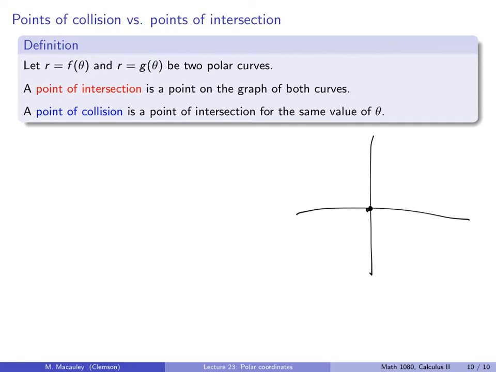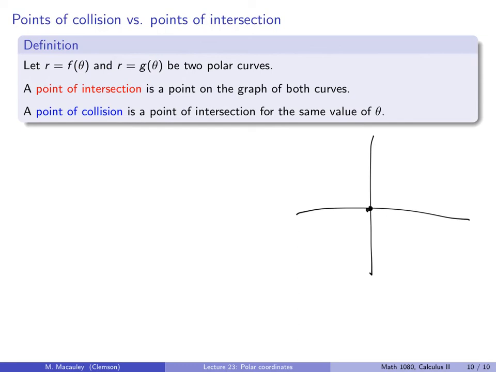Now, a point of intersection is, moreover, a point of collision if this happens for the same value of theta. So you can think of polar curves as being parameterized. You can think of theta as being time if you want. So our bug is starting at time 0 and going up to 2 pi and walking along this curve. Let's do an example to illustrate this.